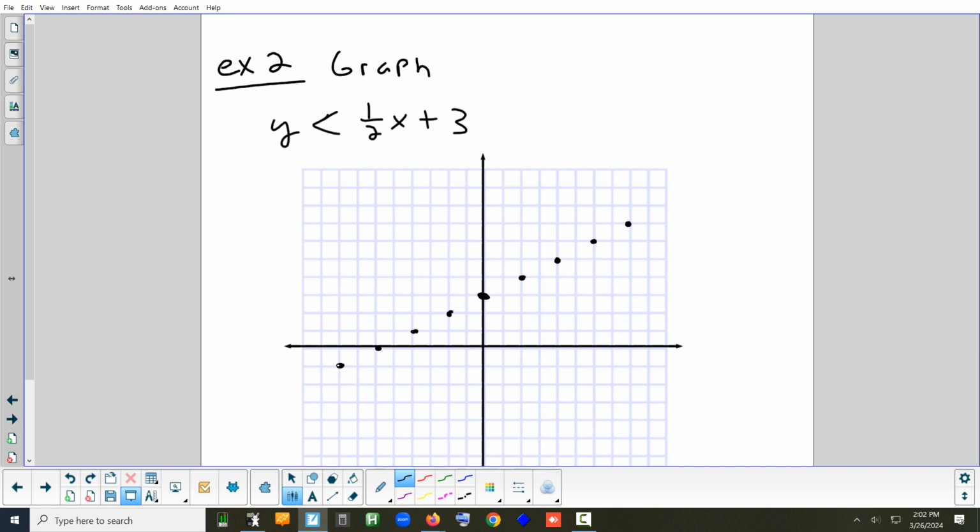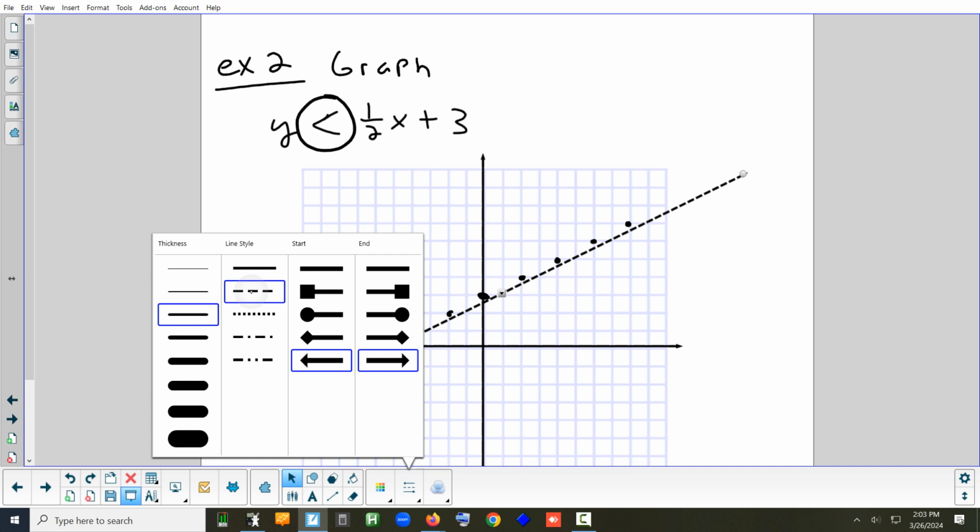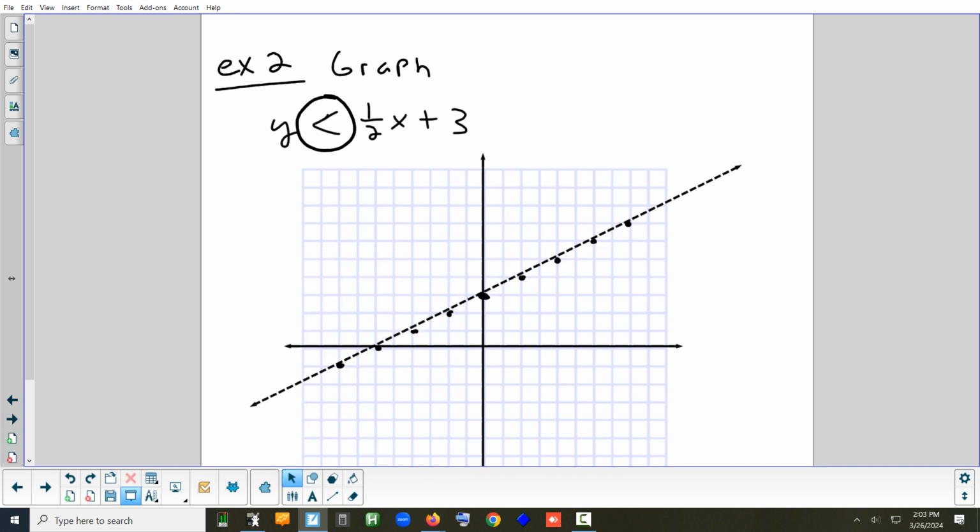Now, before we draw the line, we have to think if it should be solid or dotted. Look at that symbol. I don't care if I'm shading above or below, I'm not there yet. Does less than mean solid or dotted? Dotted. Yes, it means dotted. So I'm going to fix my line to make it dotted. Okay, now it's dotted. Put it through my points. All right, so I got the line right.